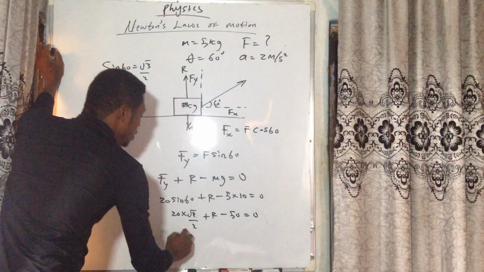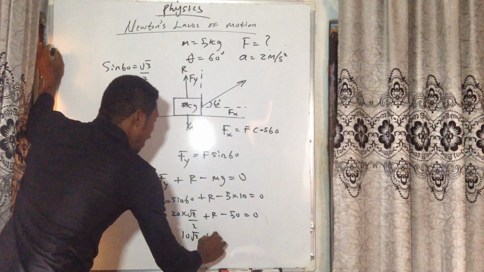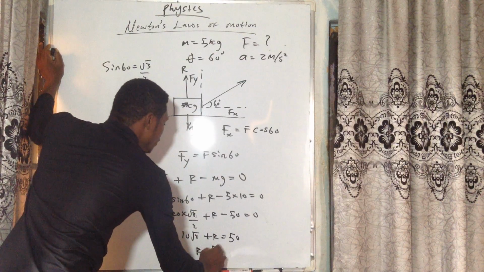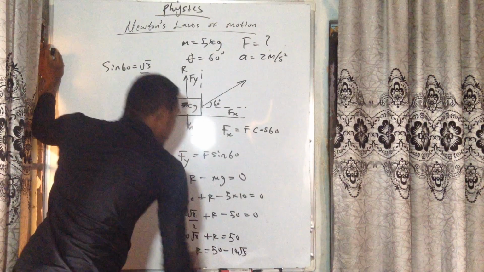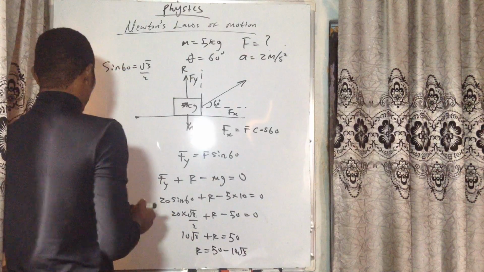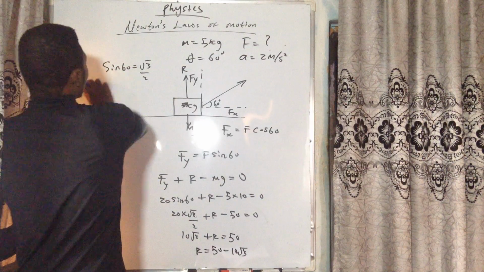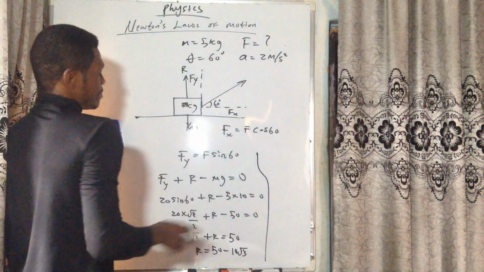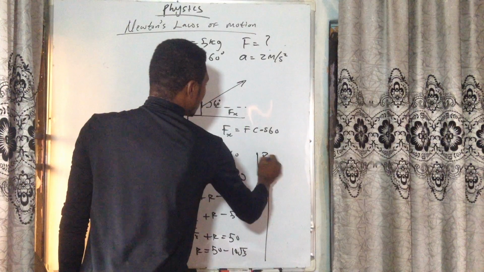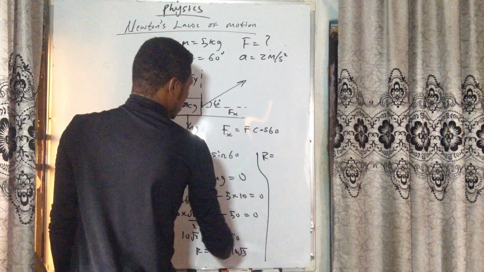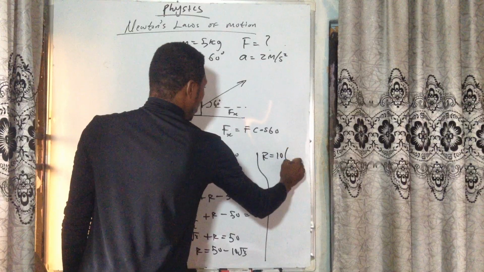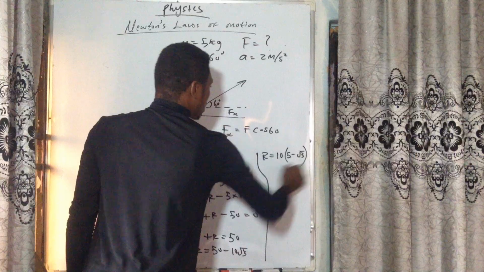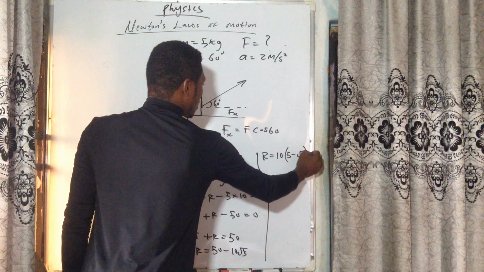So we have 10 root 3 plus R is equal to 50. Therefore, R is equal to 50 minus 10 root 3. We can do it like this: R is equal to 10 bracket 5 minus root 3 newtons. This is the normal reaction.